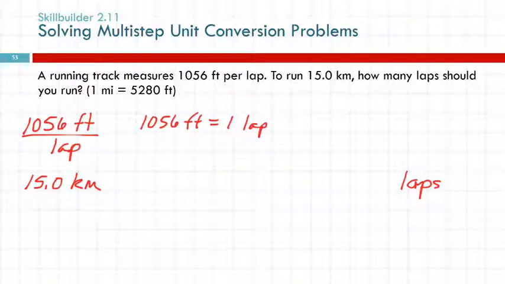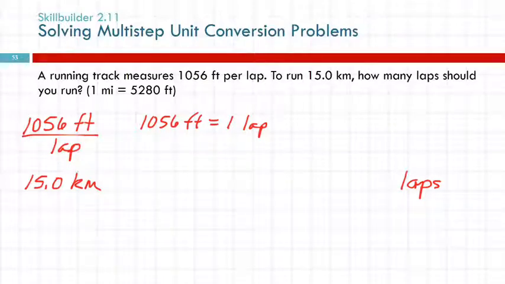So now we have to figure out which of these should we start with. Well, this is kilometers. That's just a simple single unit. This is feet per lap, or this relationship between 2 units. That could be used as a conversion factor. Some conversion factors are universal, like a mile is 5,280 feet. Others are situational. So for this particular running track, one lap is 1,056 feet.